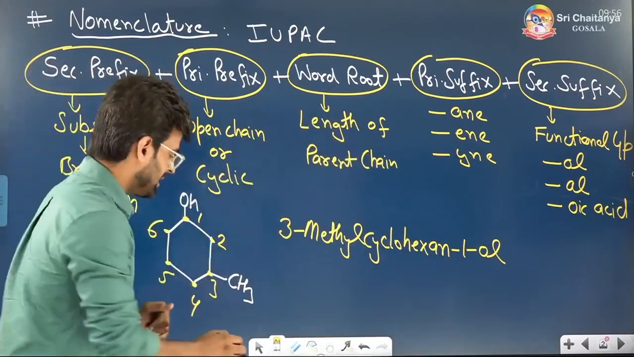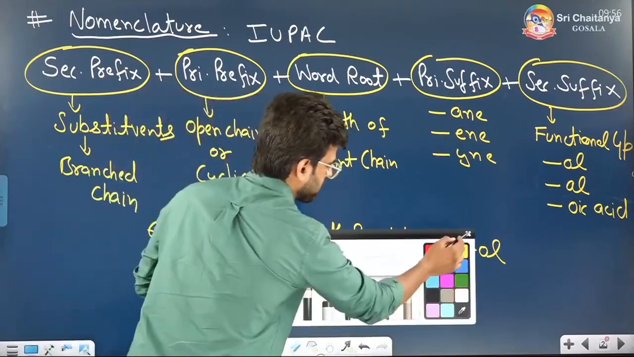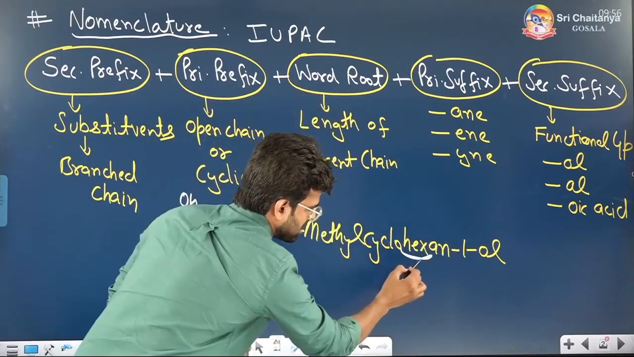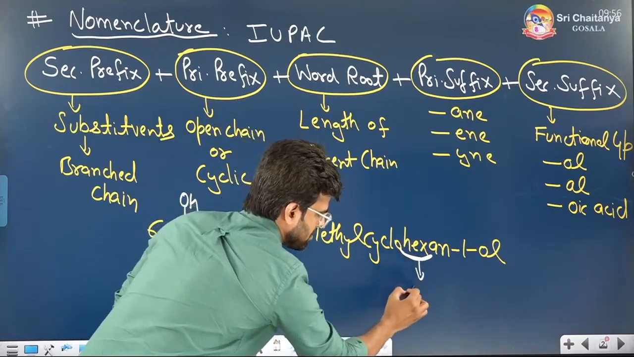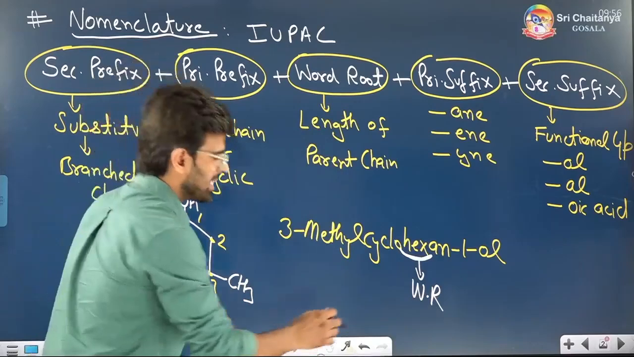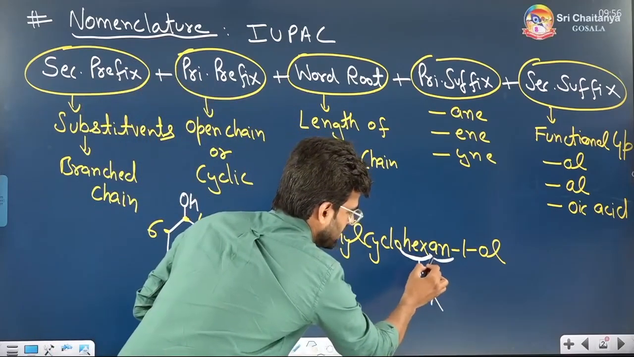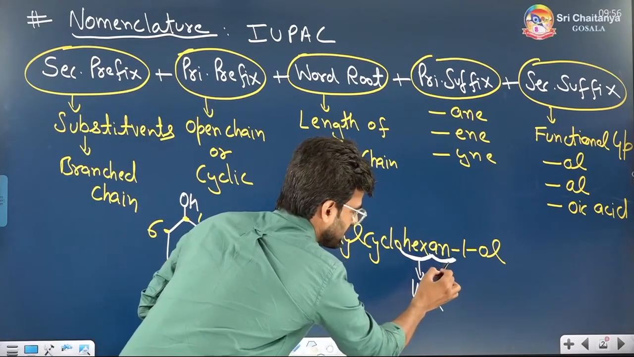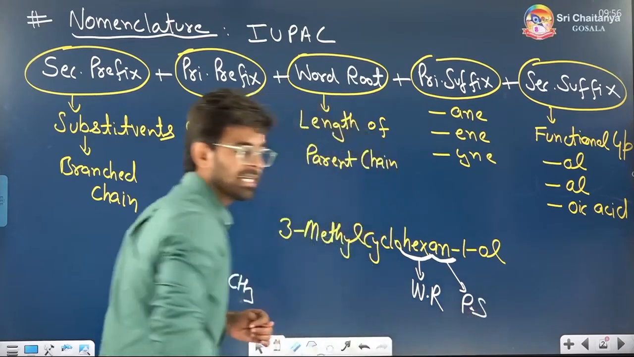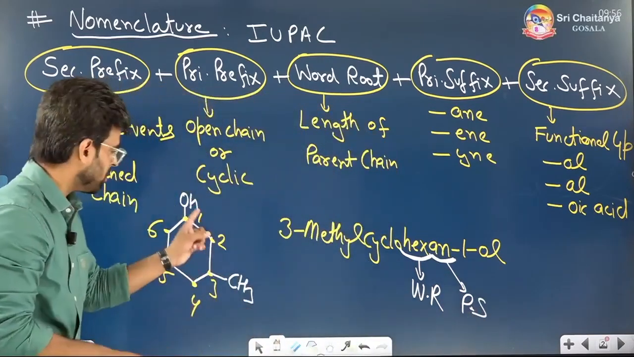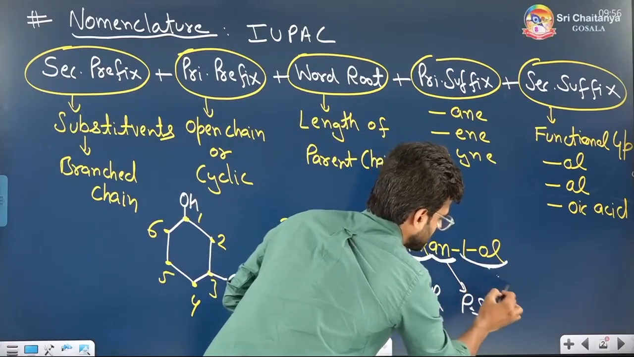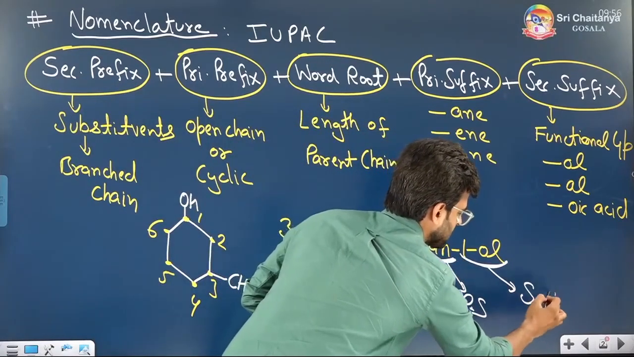Look at this carefully. Our main chain is hex, a 6 carbon chain, so it is our word root. It contains "ane" only, having only single bonds, so it is your primary suffix. It contains which functional group? OH. So this is the information about the functional group, the secondary suffix.